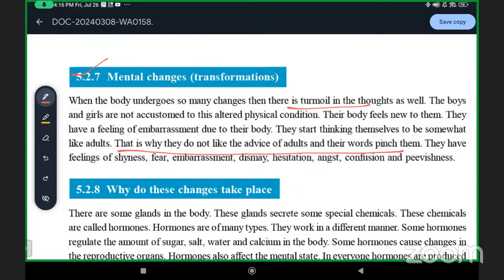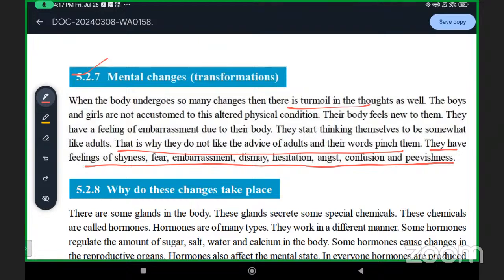A lot of changes are taking place, right? So their mental state also changes like this, and they also have intense feelings in this age. Whatever they feel, it is like intense emotions they battle: feelings of shyness, fear, embarrassment, dismay, hesitation, angst, confusion, peevishness, all of this takes place. Okay. If they're angry, it will be intense anger. If they're frustrated, it will be intense frustration. What is this? Why is this?